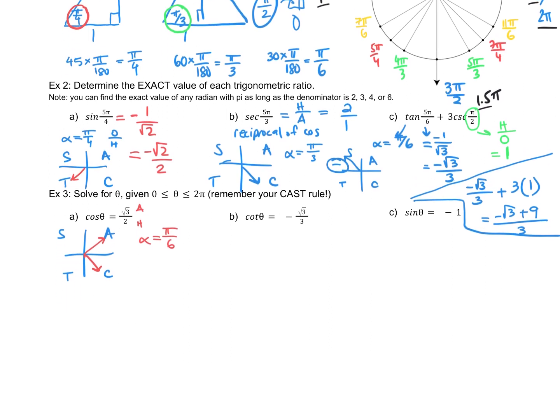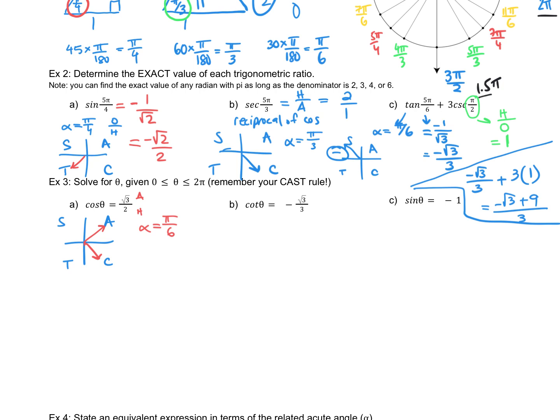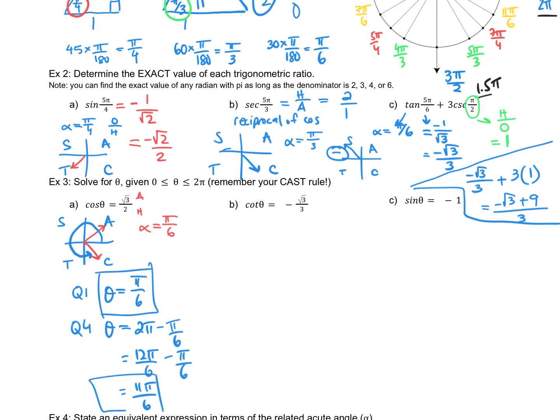And now we can apply our classic modifications. In quadrant 1, theta is just going to be your pi over 6. But in quadrant 4, we're wrapping around, almost hitting 2 pi, but not quite there. So we're going to do 2 pi subtract pi over 6. If you get yourself a common denominator, that's 12 pi over 6. Subtract pi over 6, and you get 11 pi over 6. And those are your 2 answers.